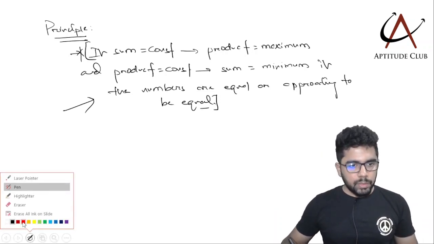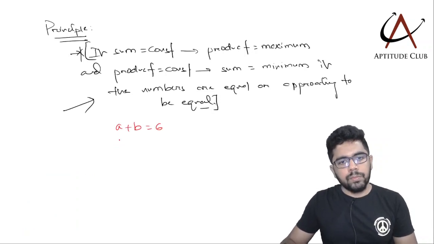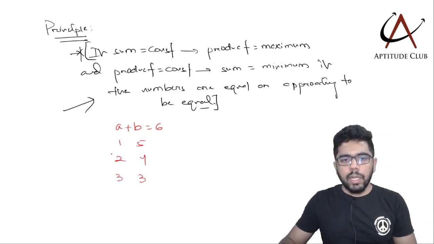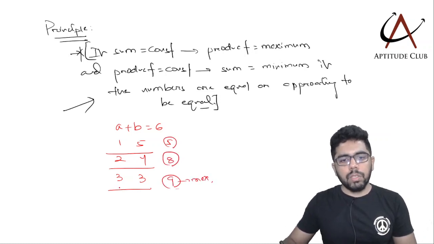To explain this, we can take a simple example. Suppose I write a plus b is equal to 6. So a1 b5, a2 b4, a3 b3, and you just multiply. 1 into 5 will be 5, 2 into 4 is 8, and 3 into 3 is 9. So you see, you get the maximum product when the numbers are equal.